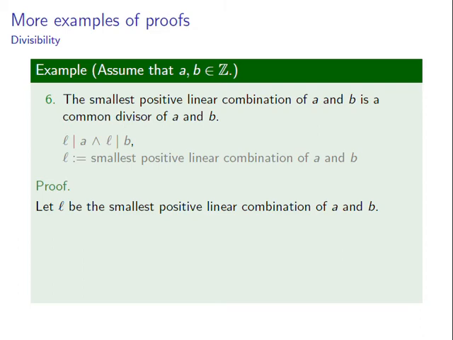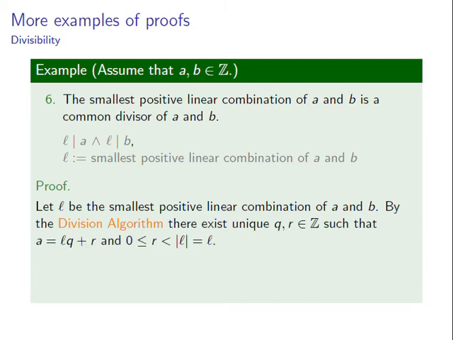Let L be the smallest positive linear combination of a and b. By the division algorithm applied to the integers a and L, there exist unique integers q and r such that a is equal to Lq plus r, and r is greater than or equal to 0 and less than the absolute value of L. Note that the absolute value of L is equal to L since L is positive.